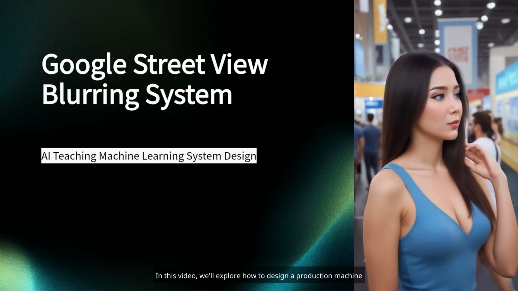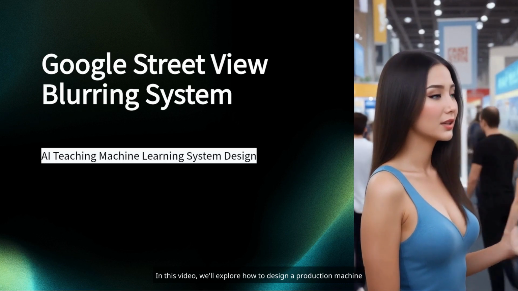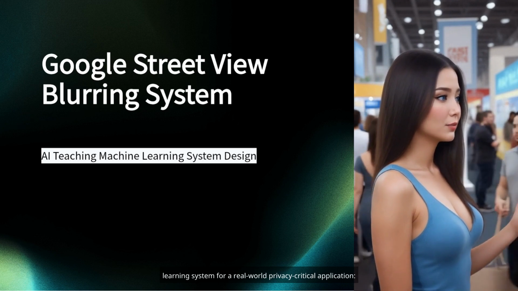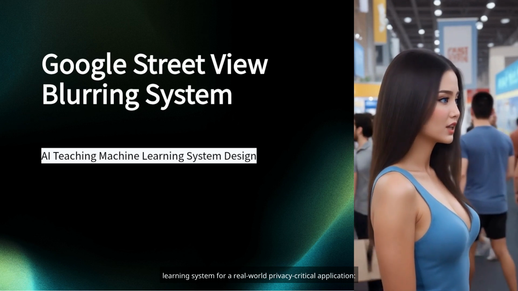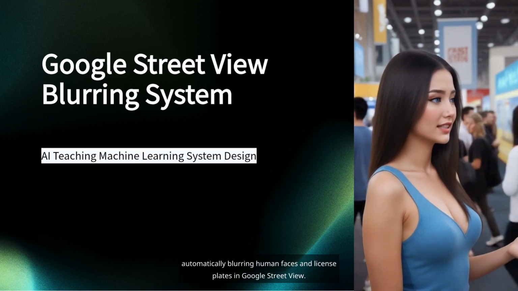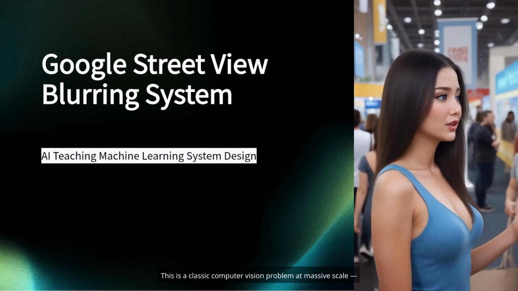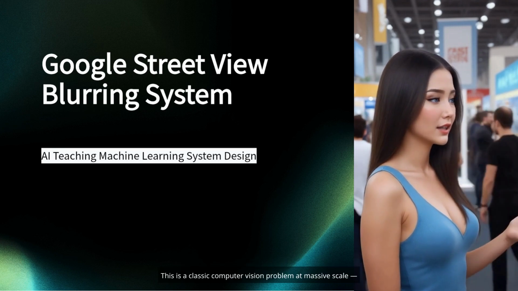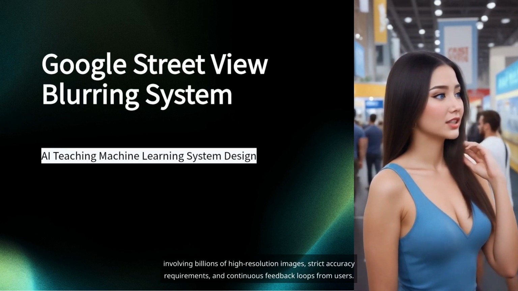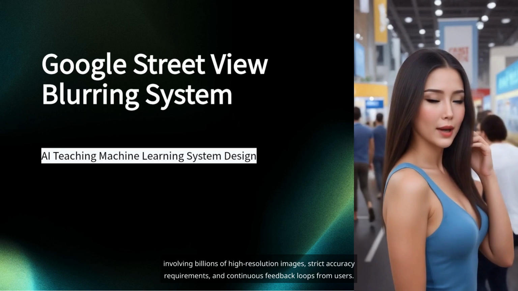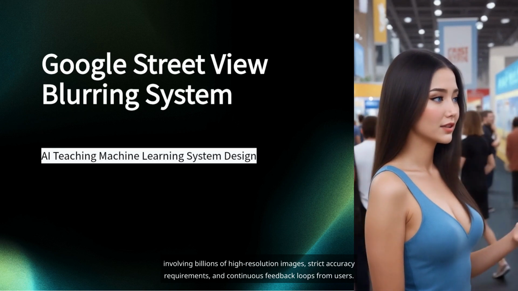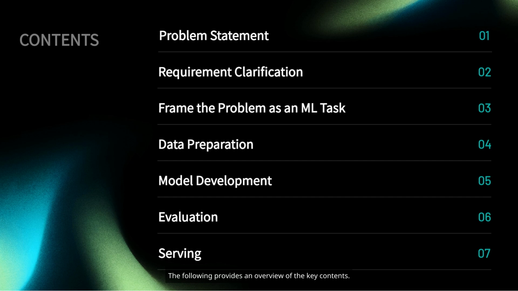In this video, we'll explore how to design a production machine learning system for a real-world privacy-critical application, automatically blurring human faces and license plates in Google Street View. This is a classic computer vision problem at massive scale, involving billions of high-resolution images, strict accuracy requirements, and continuous feedback loops from users. The following provides an overview of the key contents.